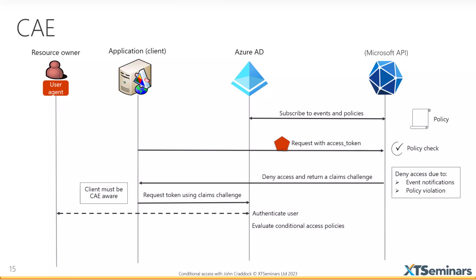For this to work properly, the client has to be CAE aware. Otherwise, what could happen is the client could present the access token from cache. It presents the access token, it's rejected, so it presents it again. It's rejected, so it presents it again. It could go around in a loop. So the application has to, number one, declare that it is CAE aware, and then CAE will kick in when we're gaining access to this particular API.